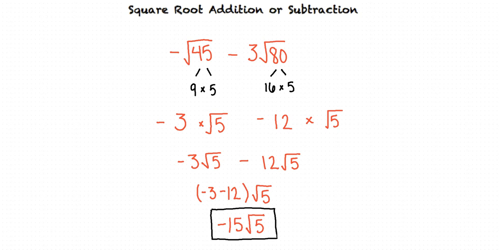Okay, so to add or subtract square roots, we must first simplify each square root term. From there, we add or subtract the numbers in front of the square roots while keeping the number under the square root the same. Exactly. It sounds like you understand square root addition and subtraction.